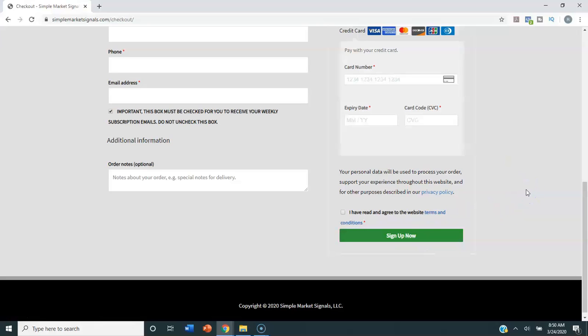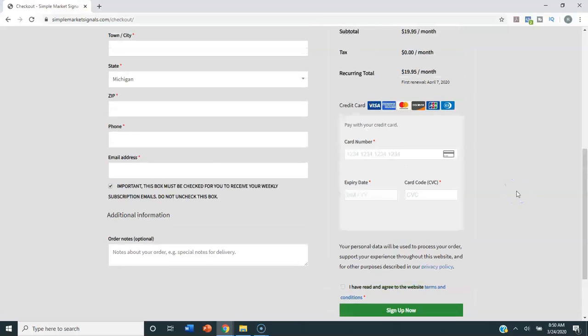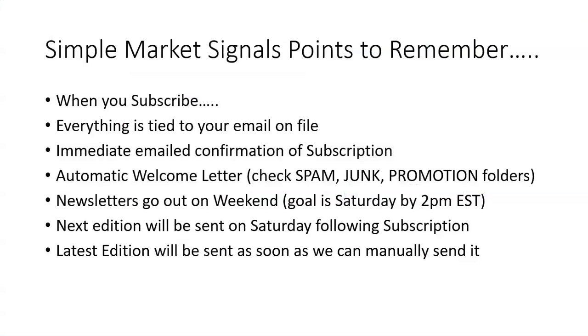It's probably going to take you maybe 4 or 5 minutes total to fill in everything and subscribe to Simple Market Signals. Now, when you subscribe, understand that everything is tied to your email on file. All right, so once you subscribe, you go out to the website simplemarketsignals.com, and it'll take you maybe 5 minutes to subscribe. It's pretty easy, and you just follow the prompts, and then your email on file is going to drive everything going forward.